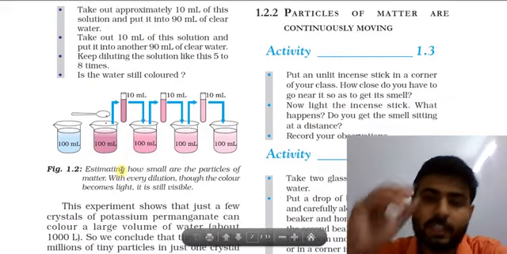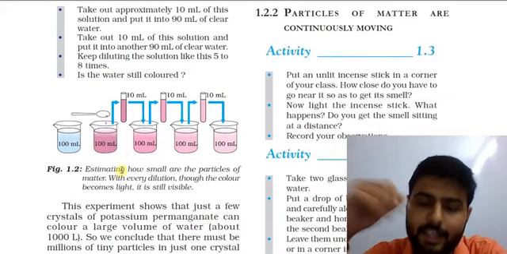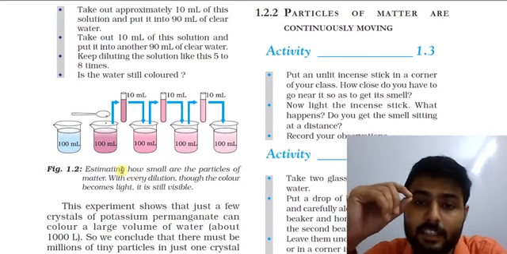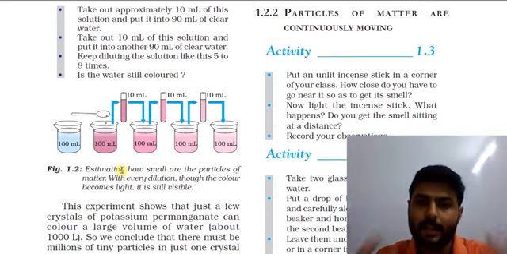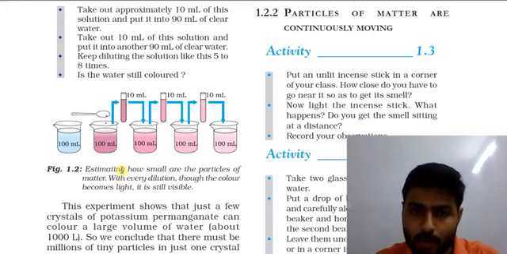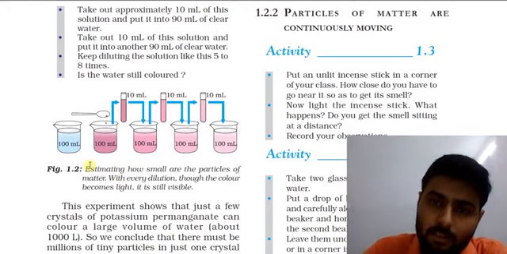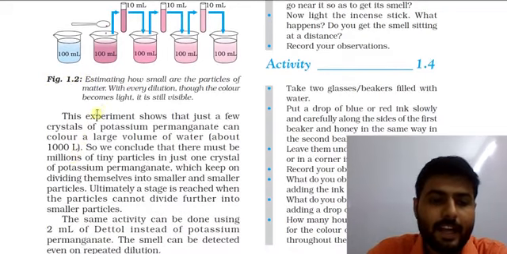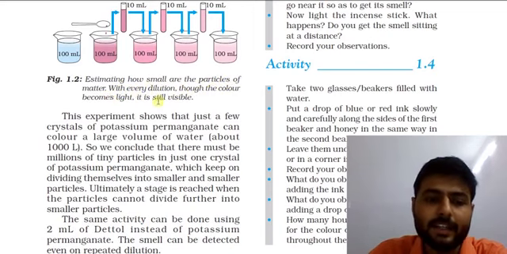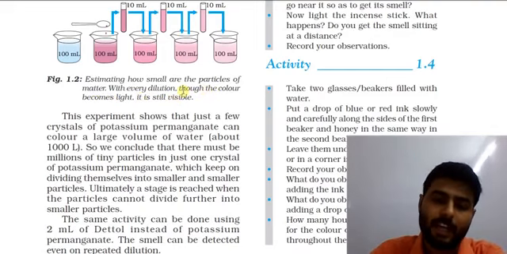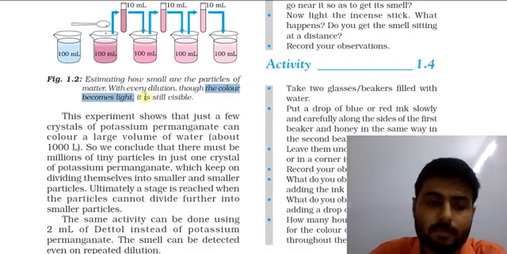So the concentration of potassium permanganate is decreasing, but there are still lots of small particles in the final beaker also. They are dividing into smaller and smaller particles. In this way they are dividing, showing how small the particles of matter are with every dilution. Though the color becomes light, it is still visible.